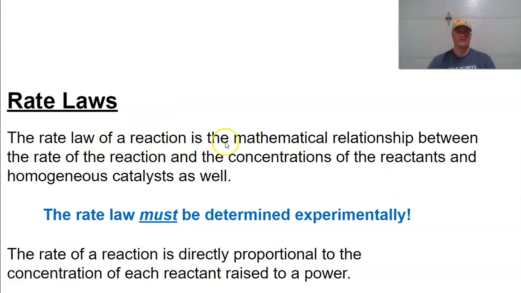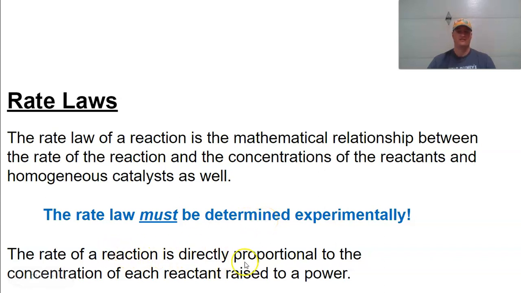So the rate law of a reaction is this math relationship between rate of reaction and the concentrations, as well as these homogeneous catalysts. Those will just be incorporated. Rate law must be determined experimentally. There's no way you can just look at something without doing experiments in order to determine that. Now, when we're going to be looking at it, these have already been done, and we're going to use a lot of the data provided.